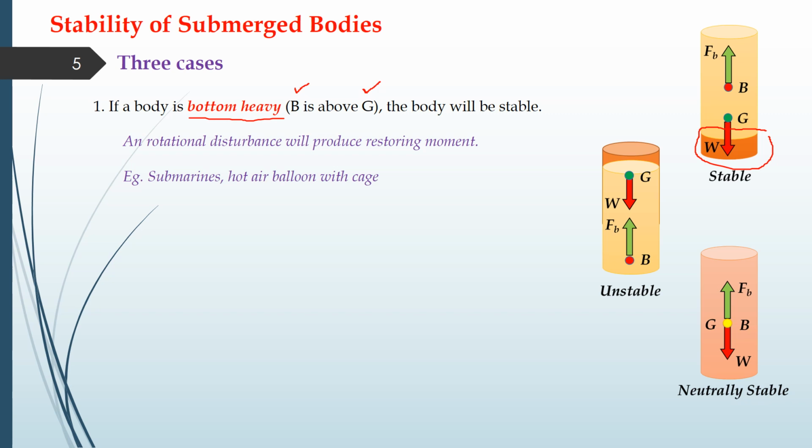The common examples, because it's a stable case, so we will have applications for that. Submarines are also stable bodies. A hot air balloon with the cage is also a stable one. So basically, it's a case of a stable body. So we will have examples for that, but for unstable bodies, we will not have examples.